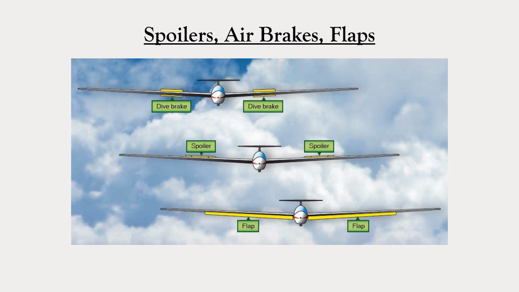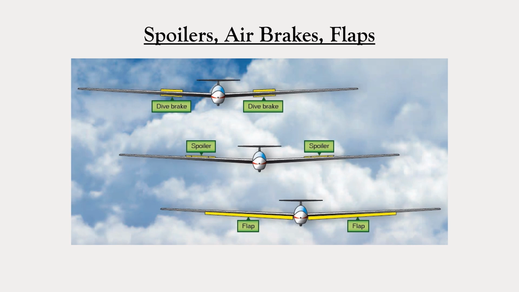The spoilers and the dive brakes have the effect of reducing the lift over the section of the wing that they are deployed on, but they have a really big effect in increasing the amount of drag produced. So decreased lift, increased drag, both of those things will make the glider come down at a steeper angle, which you use to control your angle of descent when you're trying to land.